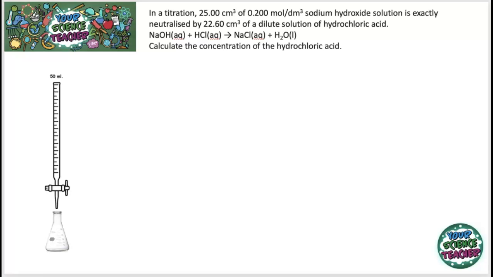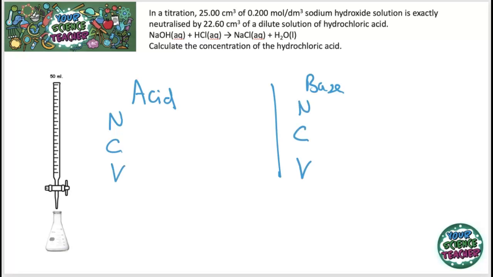So what I need to do first is, I like to always separate out into acid and into base, and I always write NCV on both sides, and then I start writing out what I know already. Here I've got 0.2 moles per decimeter cubed of my base, so this is the known concentration, and what I'm going to finally get to is my unknown concentration of hydrochloric acid. So let's whack that in, 0.2 moles per decimeter cubed.